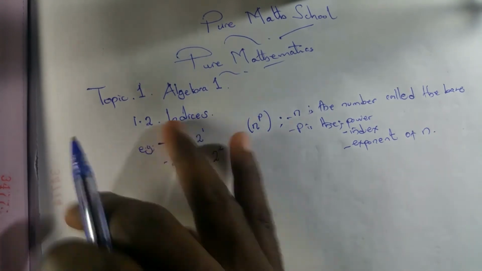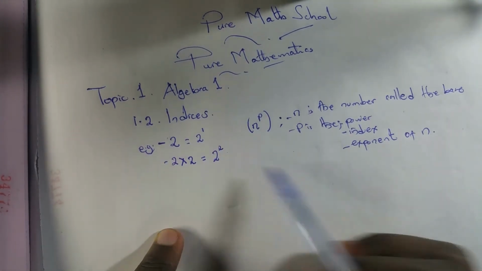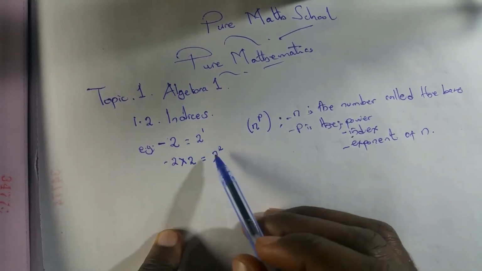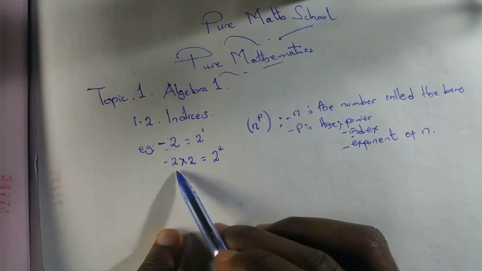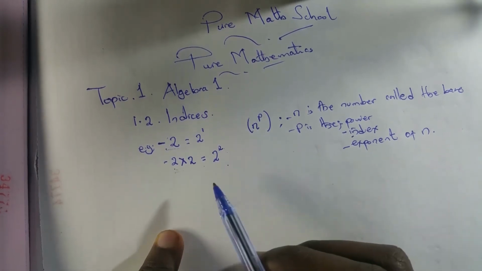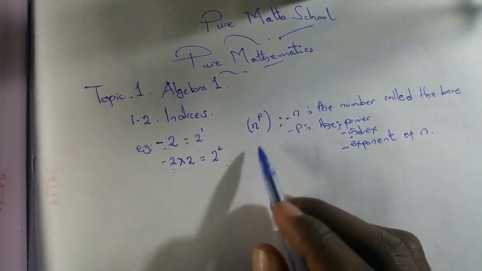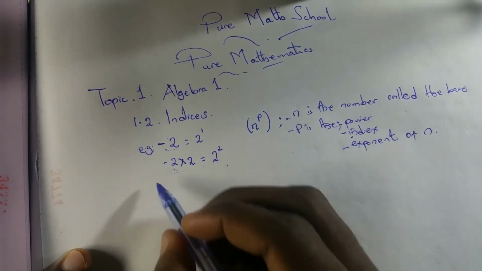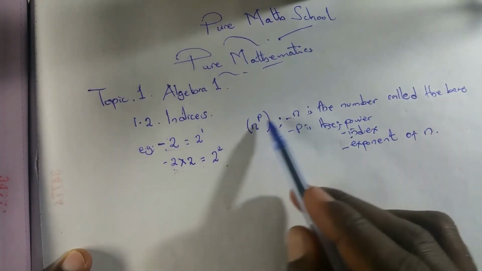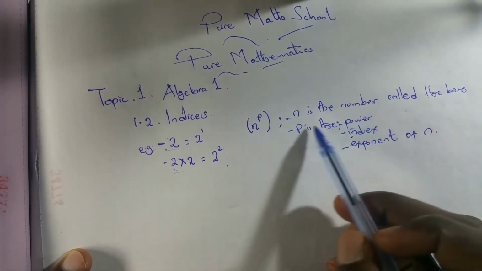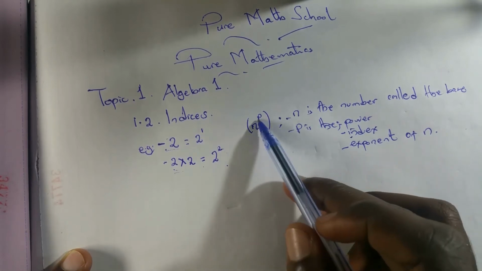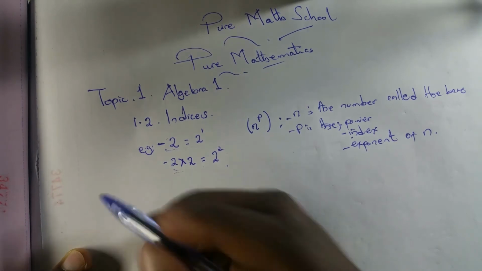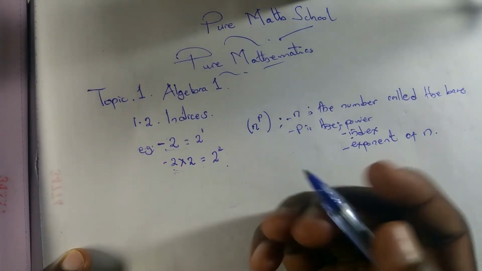So that's it. When we talk about indices, we mean the power or the index or the exponent of that number. For the case of 2, the power of 2 for this case is 1. Here the power of 2 for this case is 2. So we can basically say that an expression of that form is given where n becomes the base, and p becomes the power or the index or the exponent. Let us go into multiplication and division of indices.